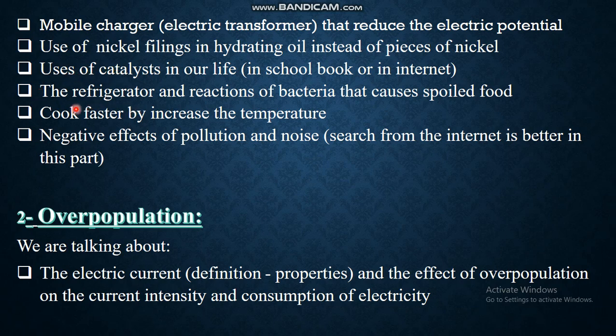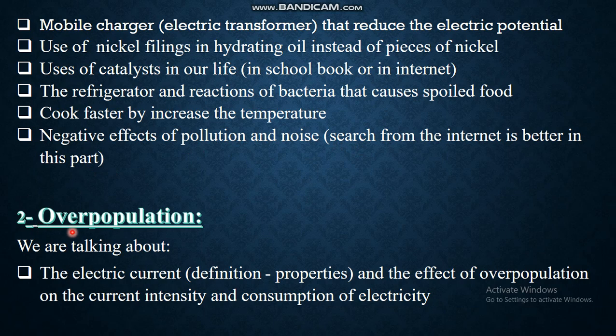The next is the refrigerator and the reactions of bacteria that cause spoiled food. The importance of the refrigerator is to decrease the speed of the chemical reactions that cause food to spoil, and this shows the importance of technology. Cook faster by increasing the temperature: when we increase the temperature, the food cooks faster. The last: negative effects of pollution and noise. We must search online for this because we don't have this part in the school book.